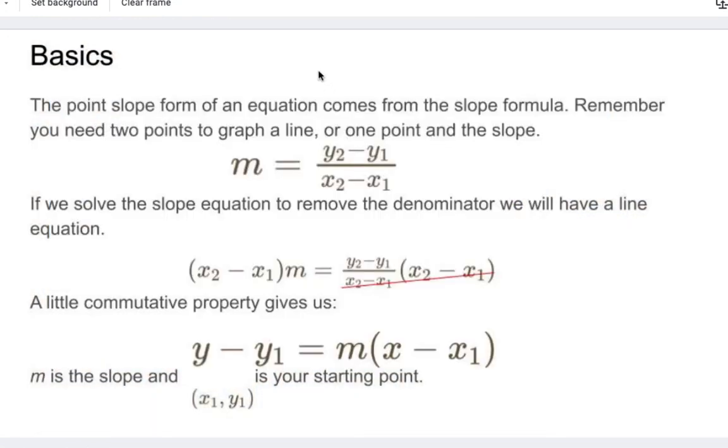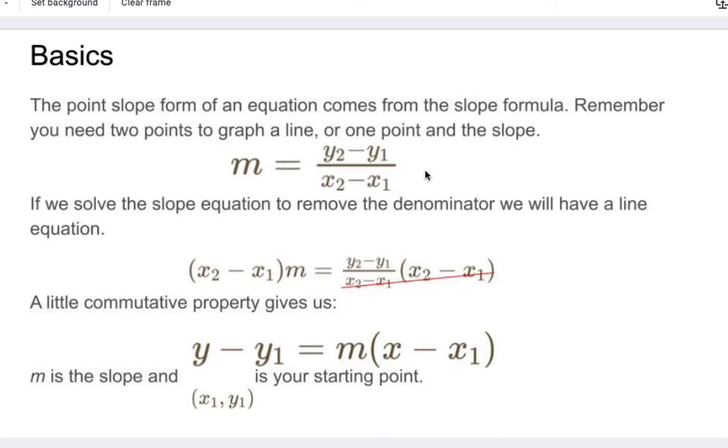Up to this point we've been looking at slope-intercept form, y equals mx plus b. So now we're going to do point-slope instead of slope-intercept. The basics are, the equation comes from the equation for slope. So m equals y2 minus y1 over x2 minus x1, the rise over the run.